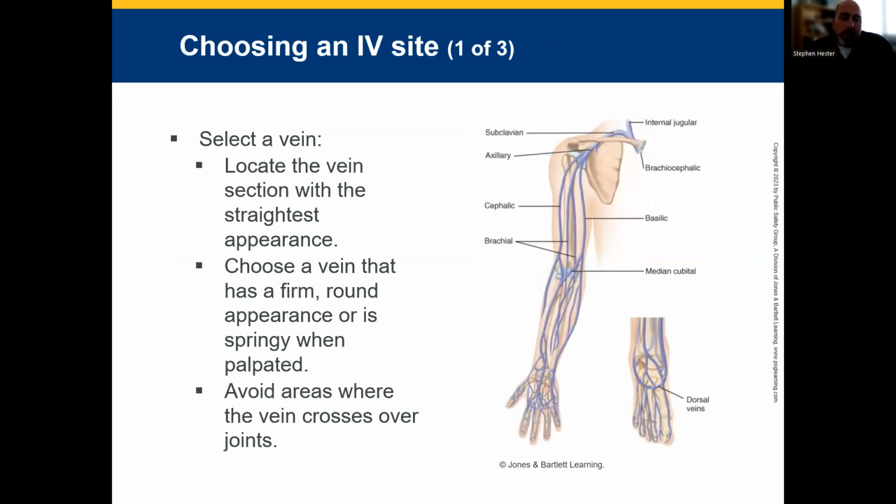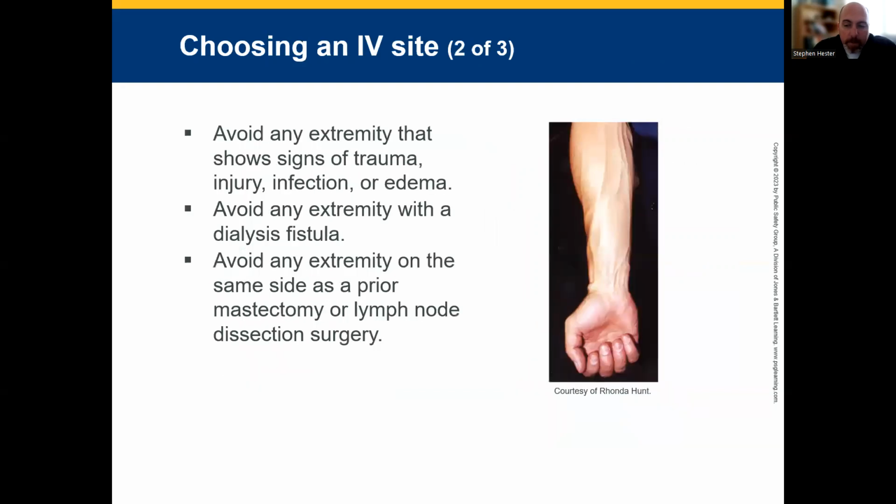All right, next we need to choose an IV site. A lot of people will advise to work distal, and then we can go proximal upwards into the anterior or into the medial area of the body. There's many different veins here. So you just need to be able to find one, make sure that it is a vein, and make sure it's springy when palpated. This guy right here has got a lot of good veins going on.